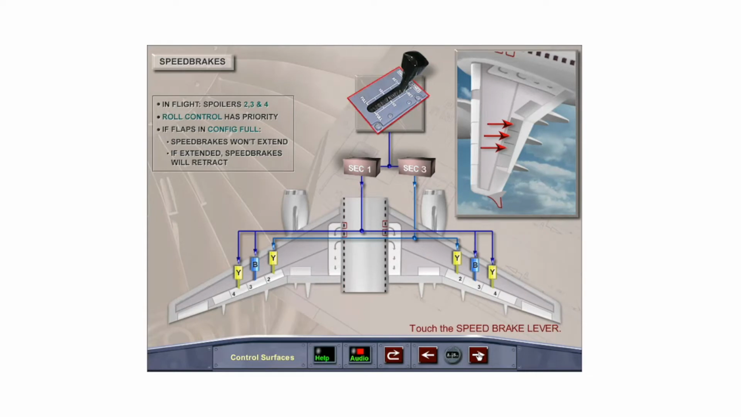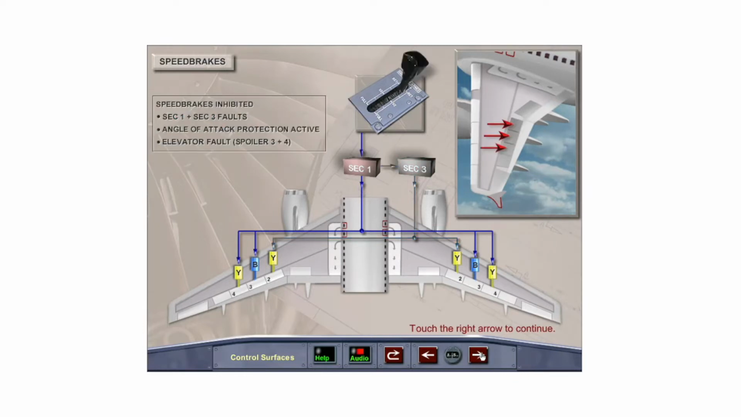The speed brakes will not extend if the flaps are in config full, and if extended, will retract when config full is selected. Touch the speed brake lever to see the operation of the speed brakes. The speed brakes are also inhibited if SEC 1 and SEC 3 both have faults, or angle of attack protection is active. If an elevator has a fault, spoilers 3 and 4 will be inhibited.